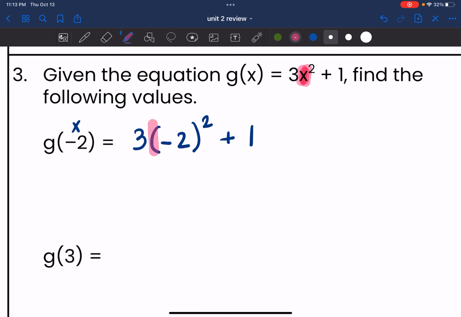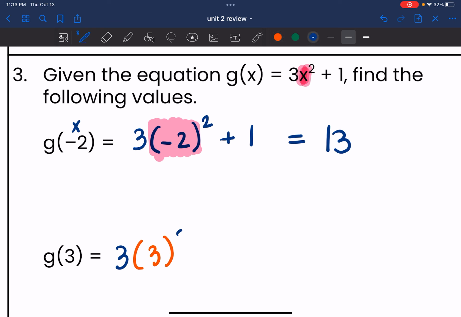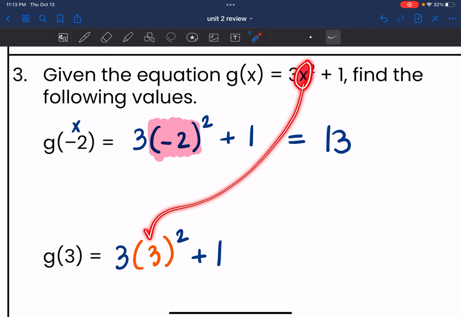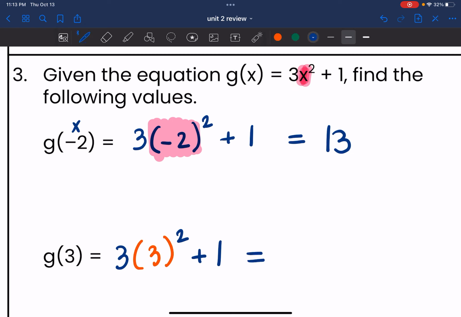So all I did there was this spot right there replaces the x. Then you could just type in the whole thing into the calculator to see what you get. And I get 13. Okay, let's try the next one. So it's the same thing, 3, but instead of x, we're plugging in 3. That needs to be raised to the second power and then plus 1. So only thing that changed is this x became a 3. So again, just throw this into the calculator, and I get 28.